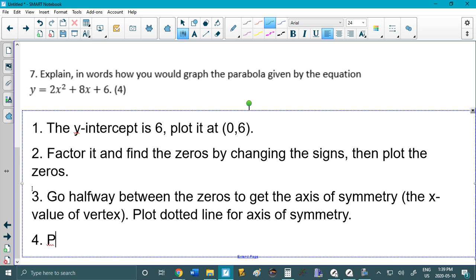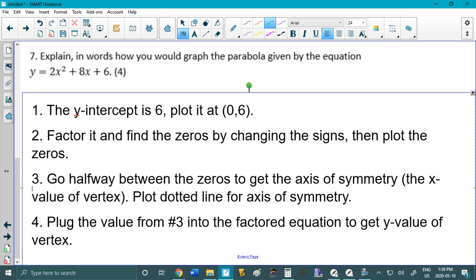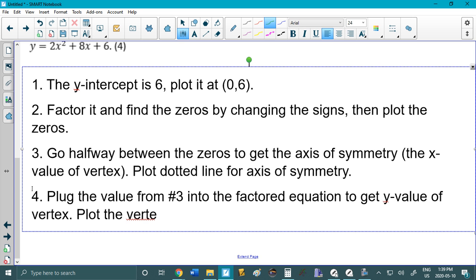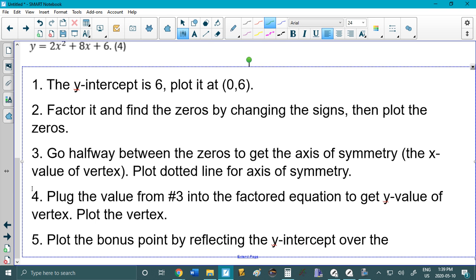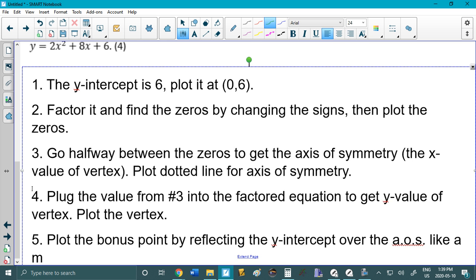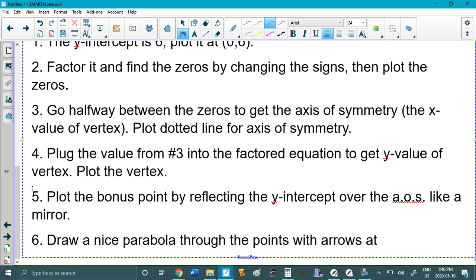Step 4, plug the value from number 3 into the factored equation to get y value of vertex. Plot the vertex. I'd say step 5, plot the bonus point by reflecting the y-intercept over the axis of symmetry like a mirror. And then step 6, draw a nice parabola through the points with arrows at the ends.